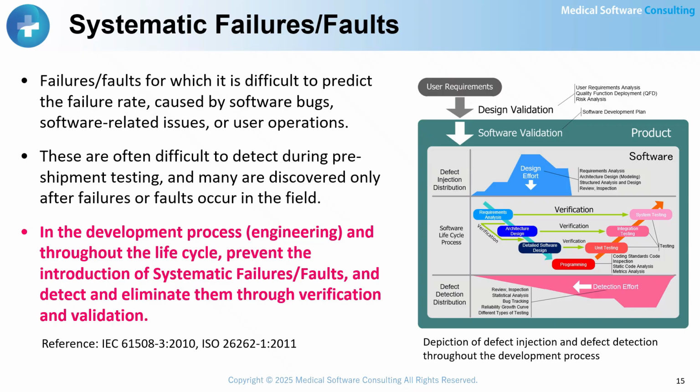As shown in the figure on the right, in the early stages of design, the focus is on preventing defects from being introduced. In the later stages, the focus shifts to detecting and removing defects before release, and across all stages, we apply verification to confirm that each step of the development process is correct, and finally, we use validation to confirm that the finished product truly meets the user's requirements.